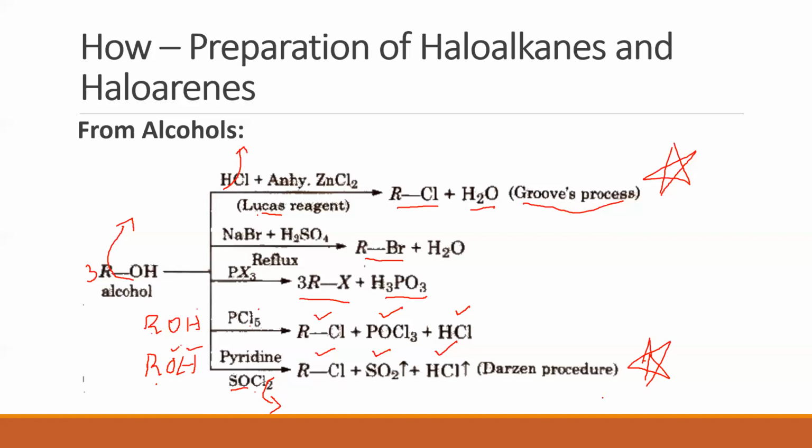Since it's a name reaction, it's a very important reaction. Now, this has been asked multiple times. Explain Darzon's process. So in Darzon's process, an alcohol reacts with thionyl chloride in the presence of pyridine. The byproducts are sulfur dioxide and HCl. Now, this method is a very useful method. In fact, this is a preferred method for the preparation of alkyl halide.